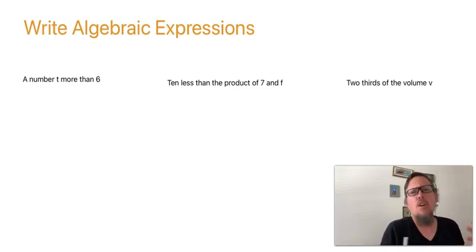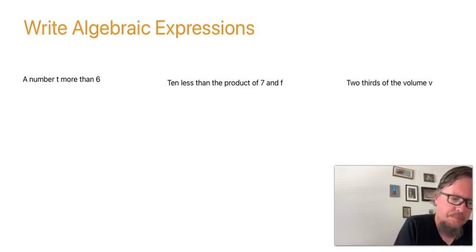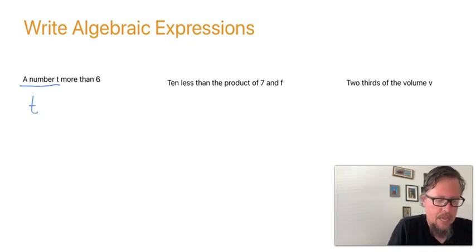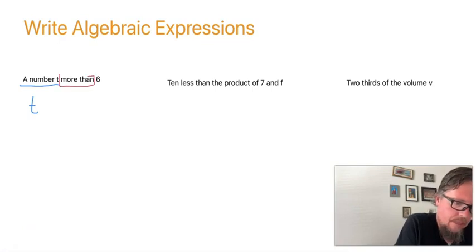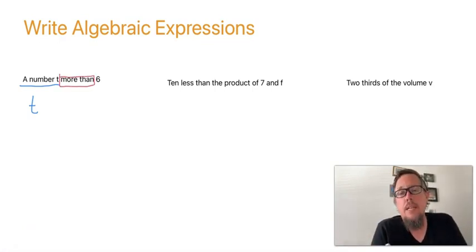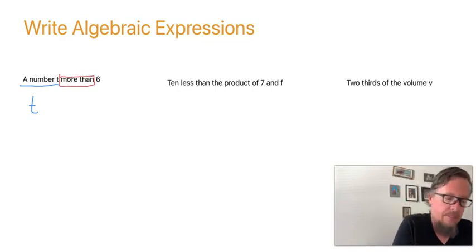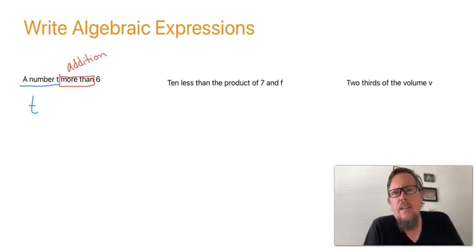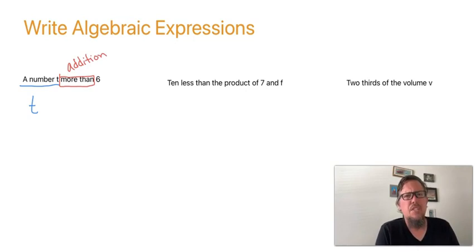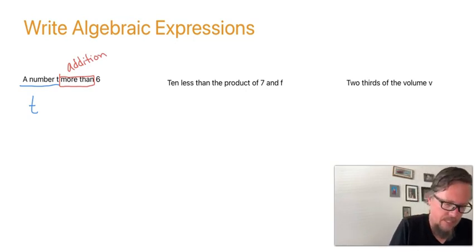So there are two different ways to write this, but there's one that I really prefer to write. First of all, a number t just means the variable t. And then more than is the mathematical phrase that means plus. When you see more than, that means addition. And then, of course, our last thing we have in the sentence is 6. So one way you could write this is t plus 6.